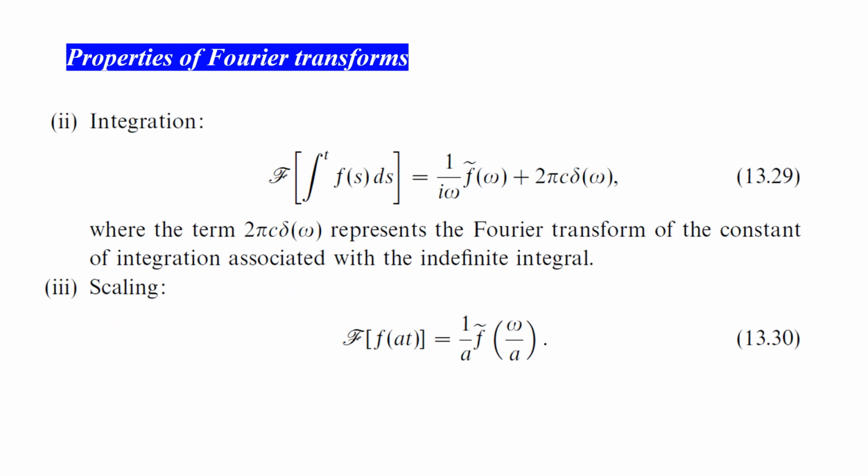For the integration property, the Fourier transform of the integral of f of s ds is equal to 1 over i omega times your Fourier transform, plus your 2 pi c times your Dirac delta function, where the term 2 pi c Dirac delta of omega represents the Fourier transform of the constant of integration associated with the indefinite integral. And you also have the property for scaling, where the Fourier transform of f of at is equal to 1 over a times the Fourier transform of omega over a.